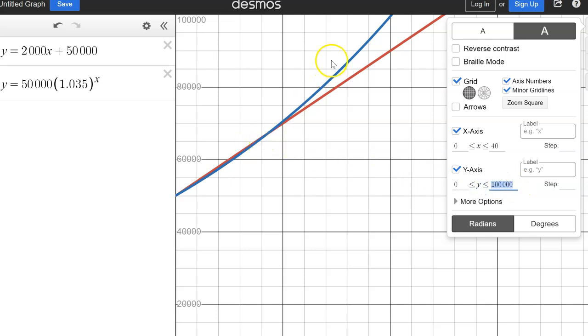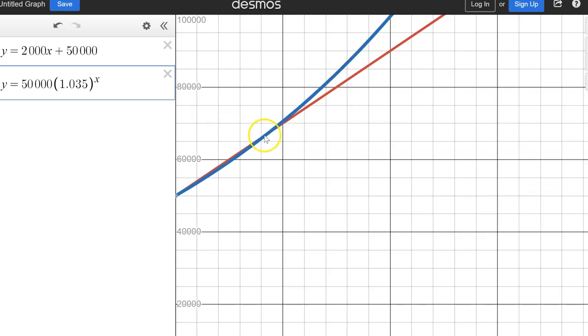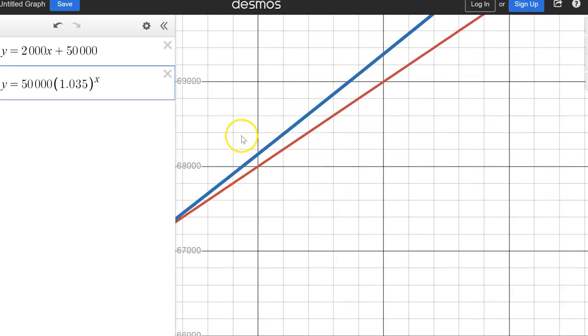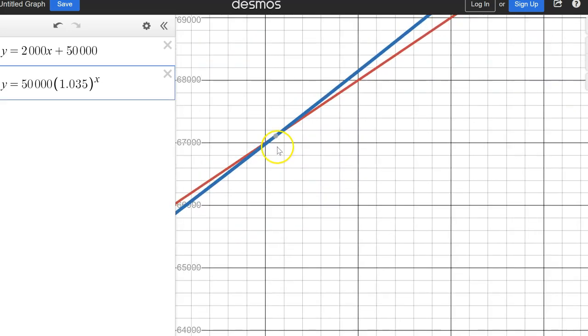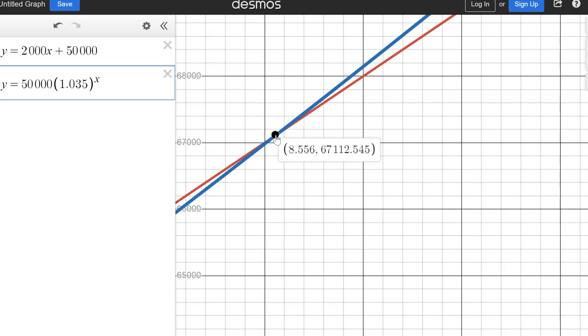So we can see, like I said, our blue graph represents our exponential function, and that's offer B, and then offer A is our linear function. So I can kind of hover over. I think it wants me to zoom in a little bit to see where they intersect. So I'm going to zoom in a little bit. And then here, it tells us that after about 8.5 years, both plans will be the same at about $67,112. And then any point after that, our option B would be a better offer.